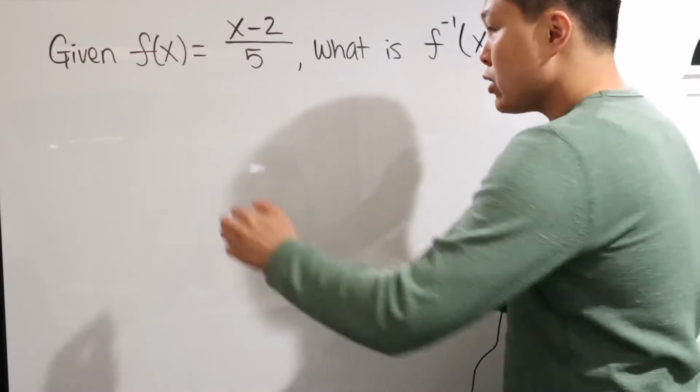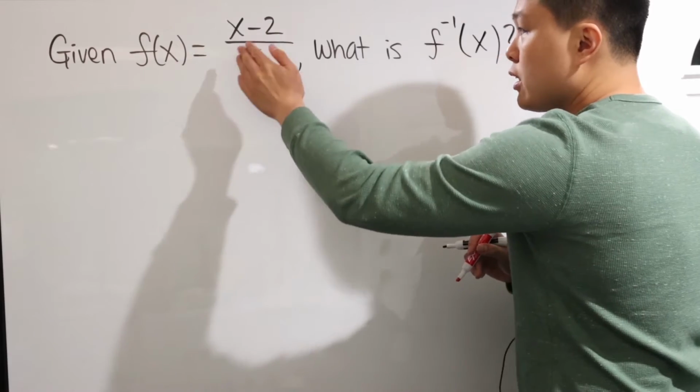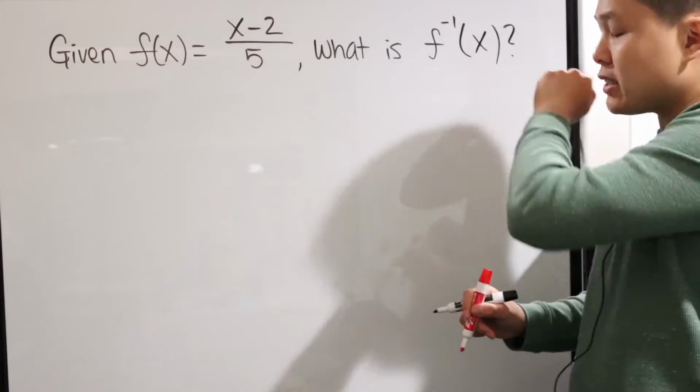For today's standard test question, we have this right here. Given f of x equals (x minus 2) over 5, what is the inverse function?